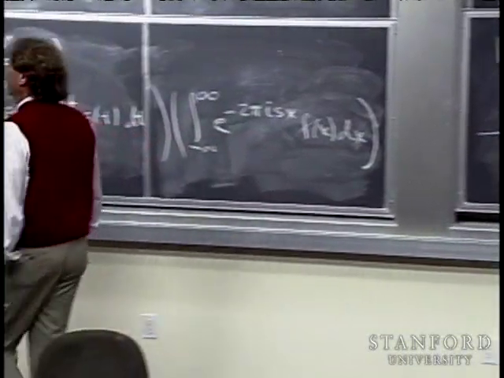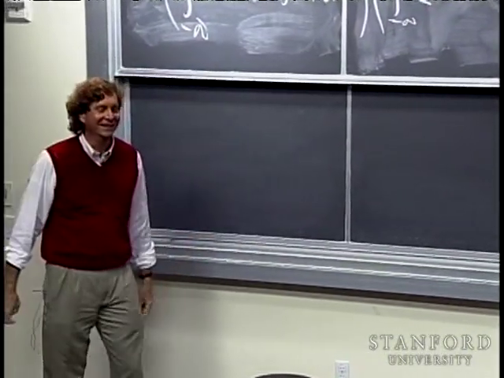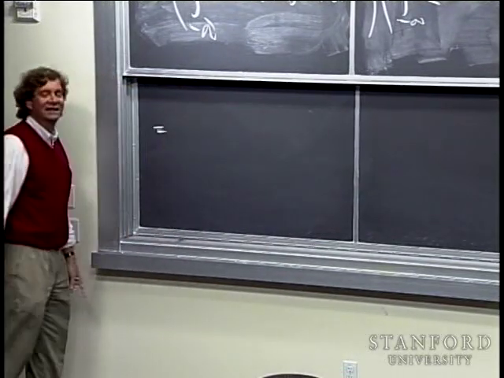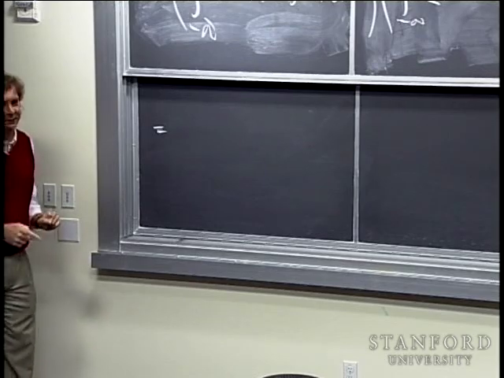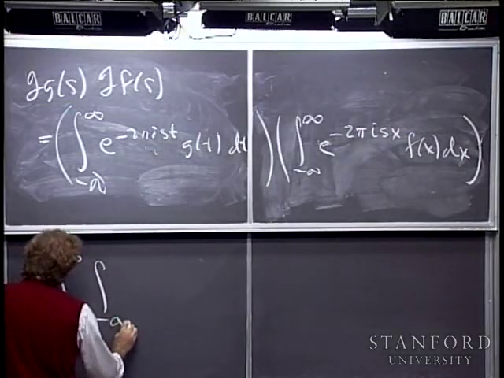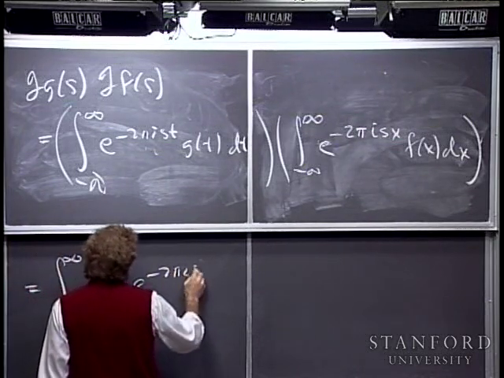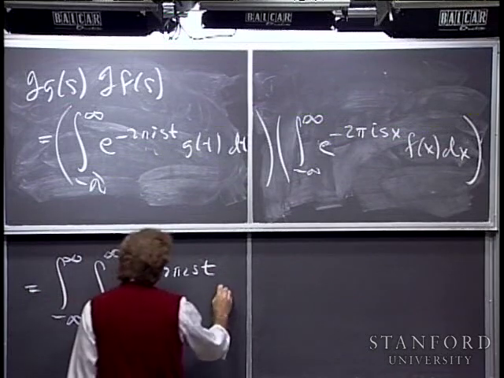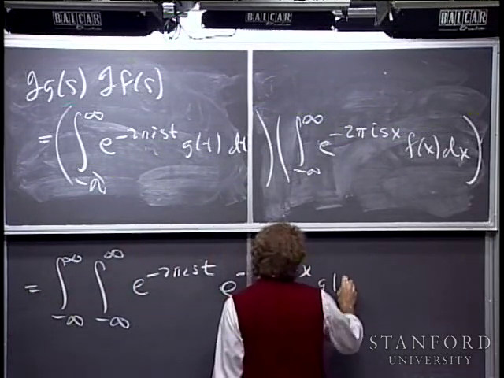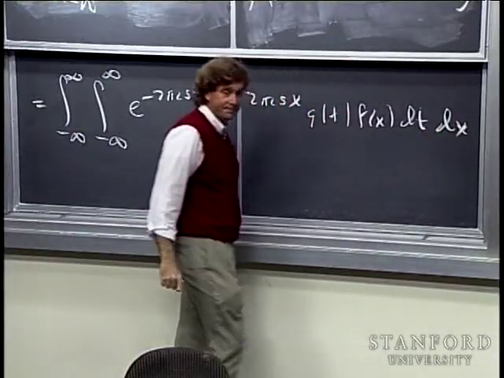All right, now, watch this. This is the product of two single integrals. They are decoupled, so to speak. So I can write this as one big double integral: e to the minus 2 pi i st, e to the minus 2 pi i sx, g of t, f of x, dt dx. Okay?